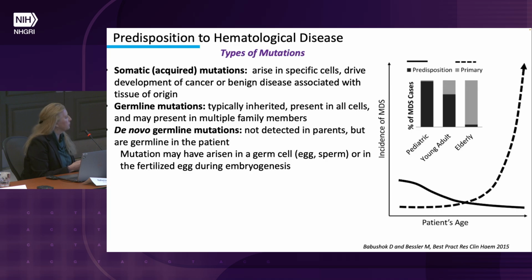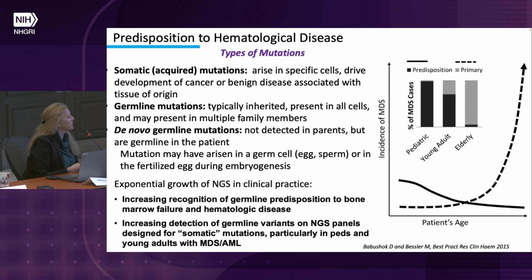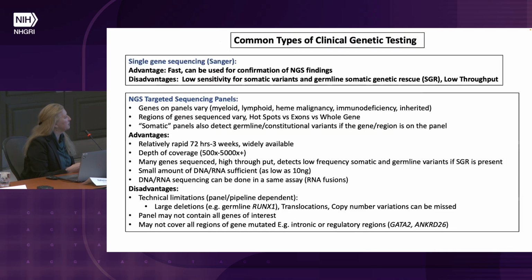Given the exponential growth of NGS in clinical practice, there's increasing recognition that germline predisposition to bone marrow failure and hematologic disease is much more common than we previously thought. There's also increasing detection of germline variants on NGS panels that are designed for somatic mutations, particularly in pediatric and young adults with MDS and AML.